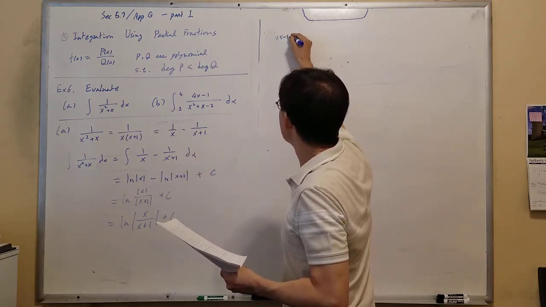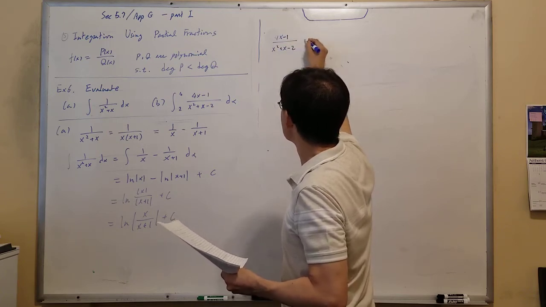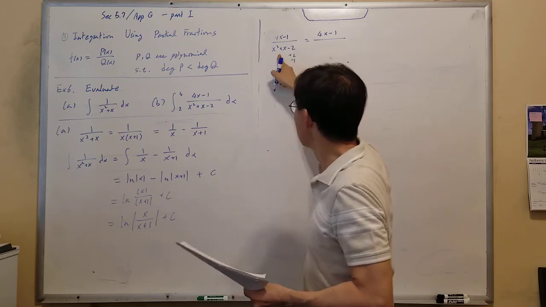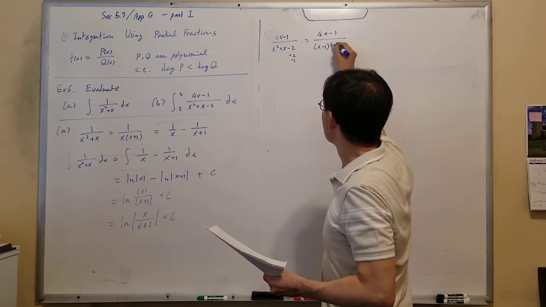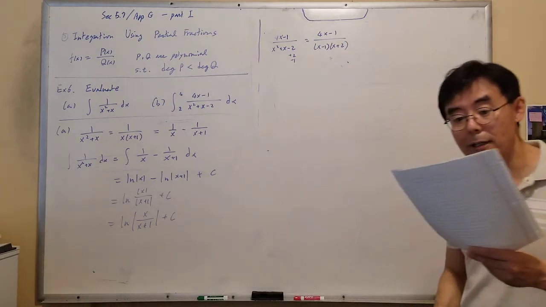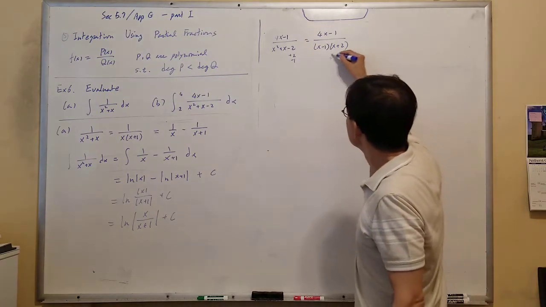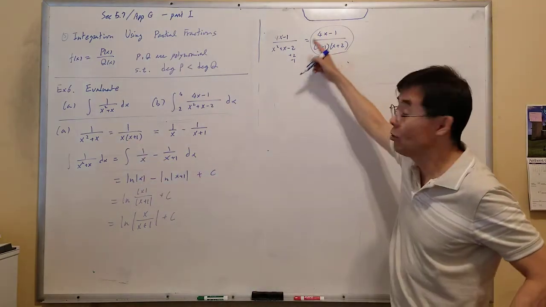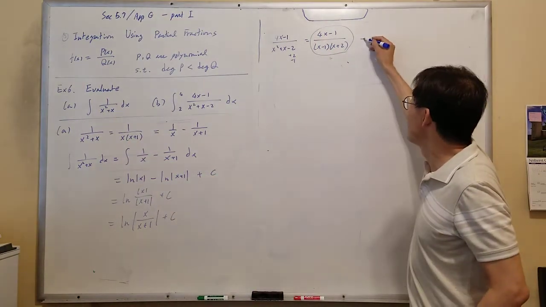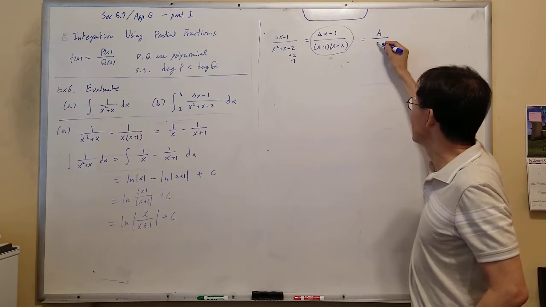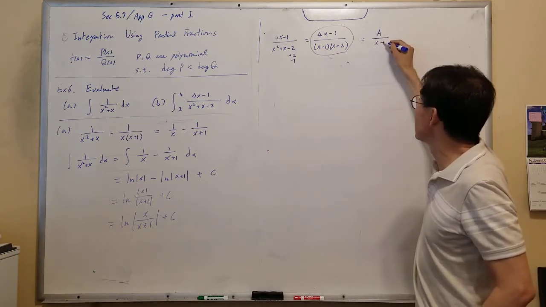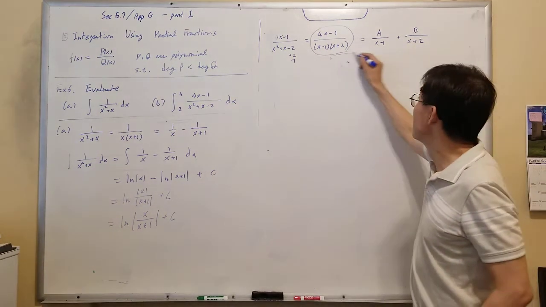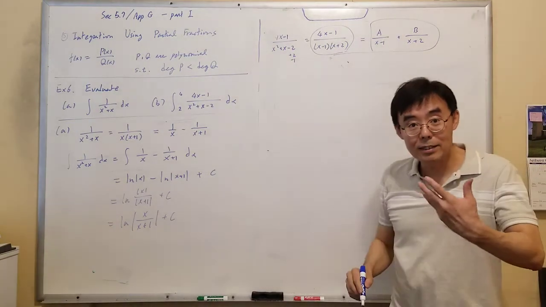So 4x minus 1 over x squared plus x minus 2. First of all, you have to factor your denominator. Plus 2 multiplied by negative, add to 1: x minus 1, x plus 2. Right? So when you have this kind of form, two linear factors like this, and the numerator has a smaller degree, then you can always rewrite it as some constant over the first factor, another constant over the second factor. You can always write it this way. That is the partial fraction theorem.